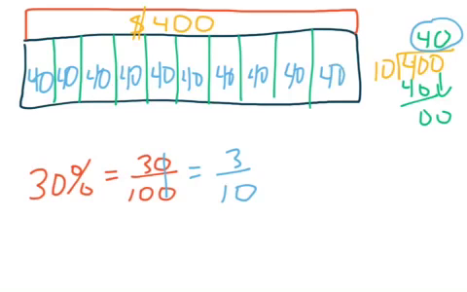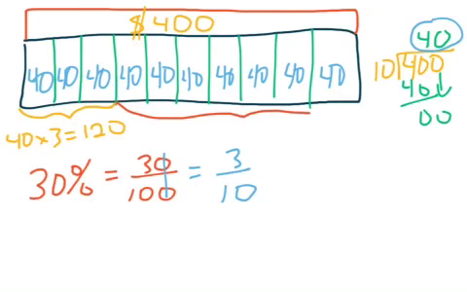This may seem like a lot of work, but I'm trying to help you understand what percentages are. 30% is 3/10. So the 3/10 then would be how much? It would be these 3 sections, or we could say 40 times 3, which equals $120. Well, the question specifically said how much money remains. Well, that's all that's left right here. Well, that's again $40, but that's times the 7 sections that remain, or 7/10.